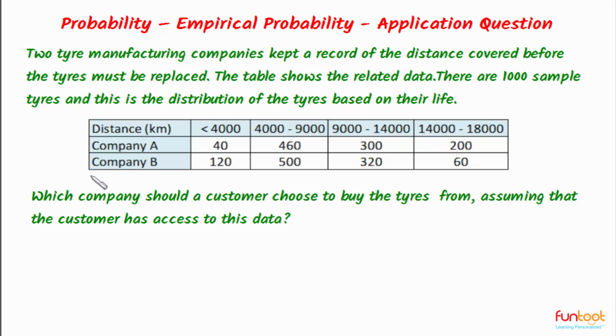What we have to find out here is which company should a customer choose to buy the tires from, assuming that customer has access to this data. Let's discuss the approach for doing this question. So when the customer goes out to buy a tire, he wants maximum life for the tires, so that he does not have to spend money on replacing tires early.